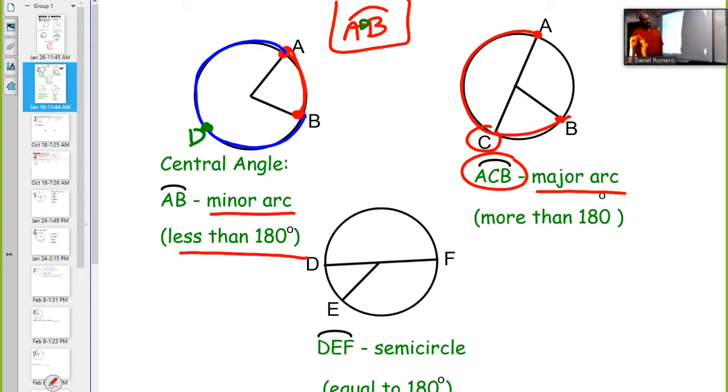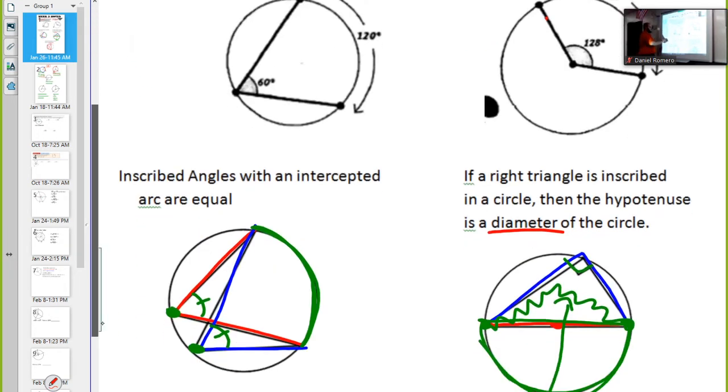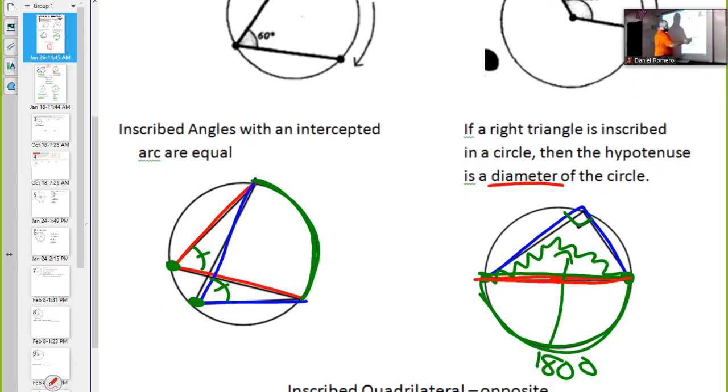Now, even though Ryan's not new, I know Ryan's asking a question right now. He's saying, but Mr. Romero, you talked about what happens if the arc is less than 180. You talked about what happens if the arc is more than 180. Well, what happens if the arc is exactly 180? Okay? And so we saw this example over here where we had a diameter that cut the circle in half. So how do you name it?